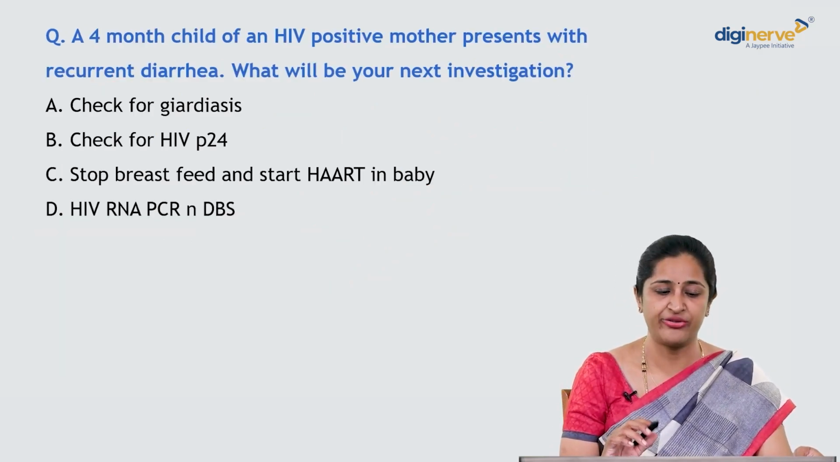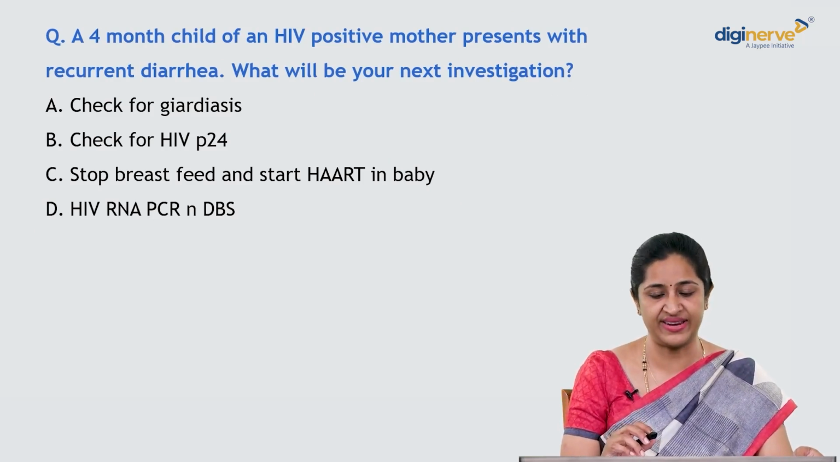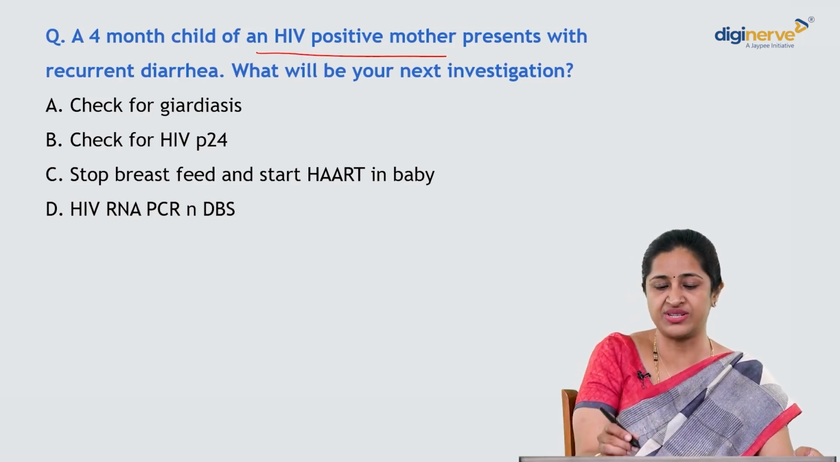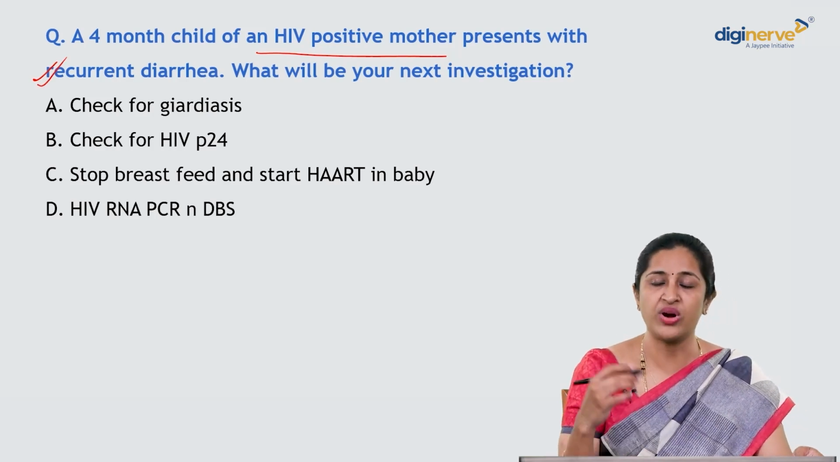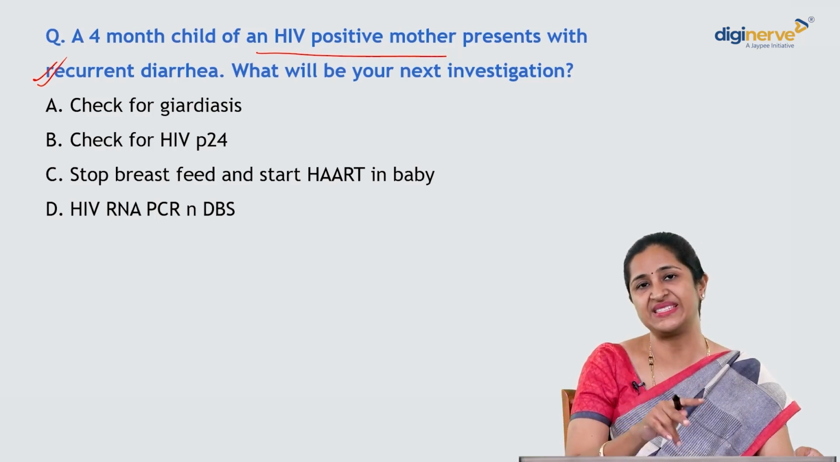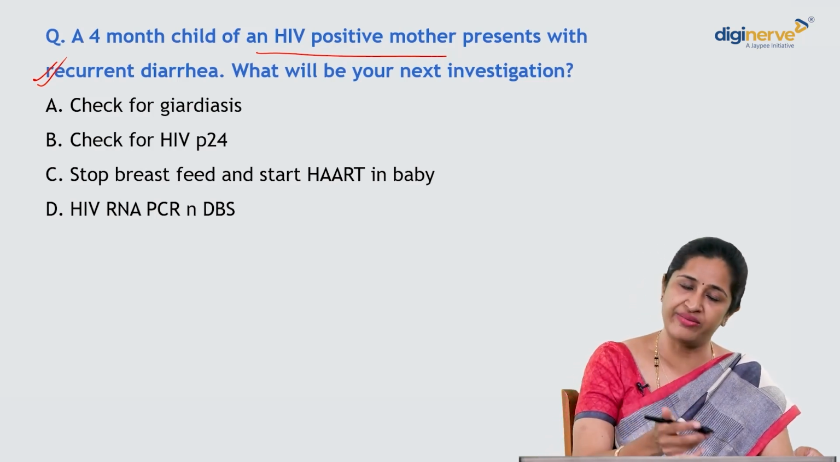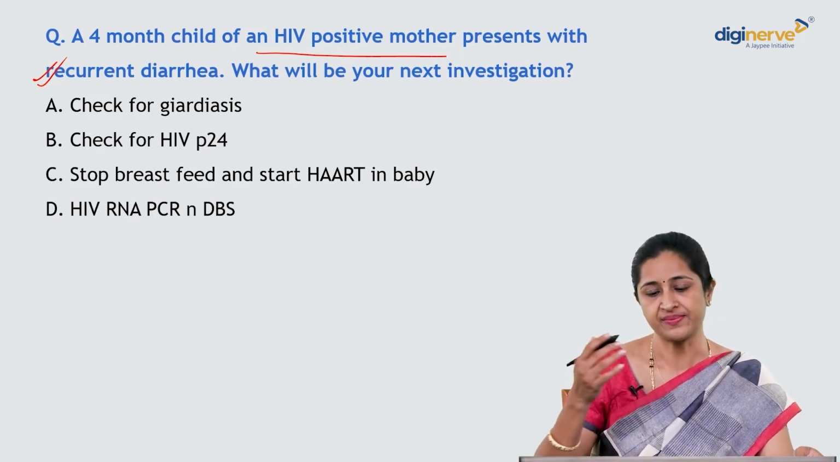Next question. A 4-month-old child of an HIV positive mother presents with recurrent diarrhea. What will be your next investigation? Remember, this is an HIV positive mother and this child has come with recurrent diarrhea. What is the next test that you're going to do? Ideally, this has 2 limbs. One, you're going to evaluate for the recurrent diarrhea and see why the child has recurrent diarrhea.